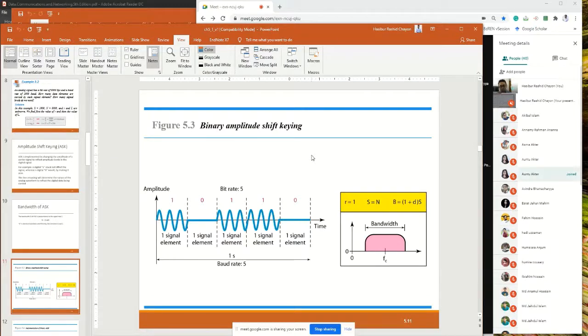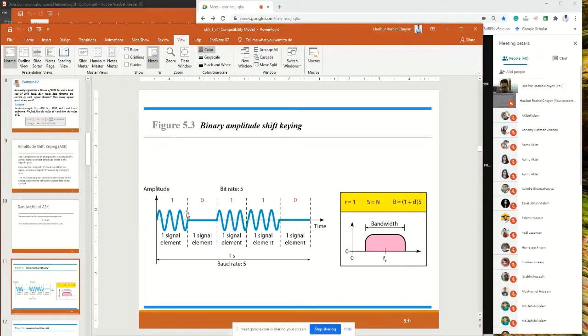Let me tell you again. By changing the amplitude of a signal, whereas the other two things, our frequency and the phase, remain the same in this technique, we are going to change only the amplitude. So by changing the amplitude, we are going to represent the digital data. This technique is called amplitude shift keying because we are shifting the amplitude. Remember, in amplitude shift keying, the other two parameters, that means phase and frequency, both remain the same.